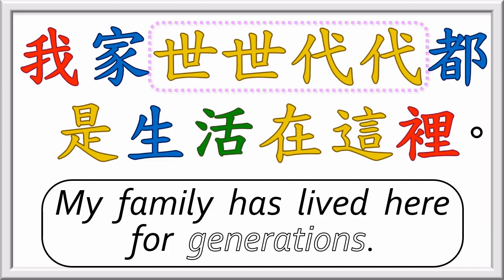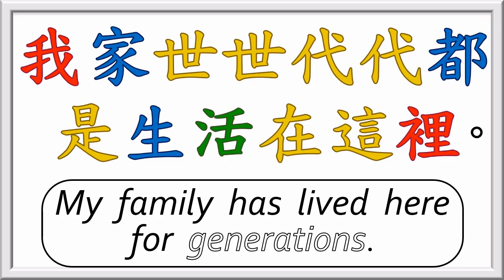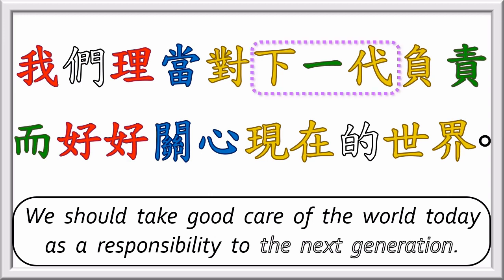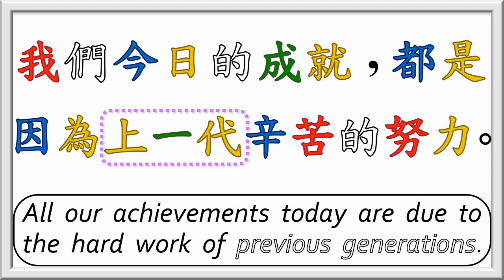代 is necessary when referring to generations in the expressions 世代, 上一代, and 下一代. 我家世世代代都是生活在这里. My family has lived here for generations. 新的行动电话不会比上一代好用到哪里. The latest mobile phones are not much better than the previous model. Literally, the previous generation. 我们理当对下一代负责，而好好关心现在的世界. We should take good care of the world today as a responsibility to the next generation. 我们今日的成就都是因为上一代辛苦的努力. All our achievements today are due to the hard work of previous generations.